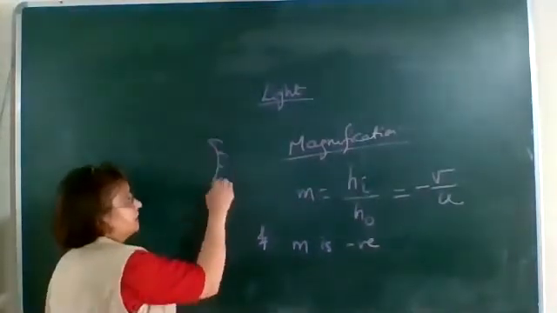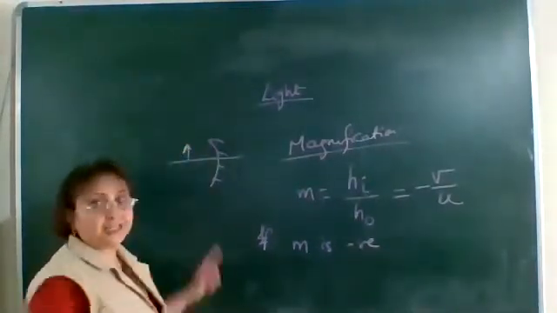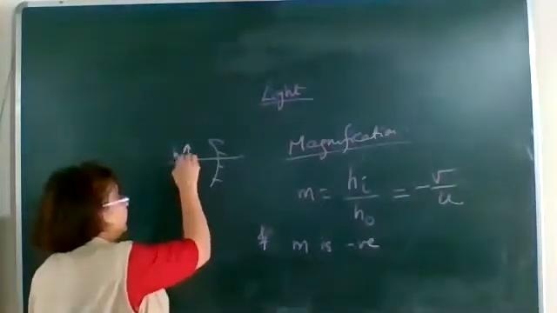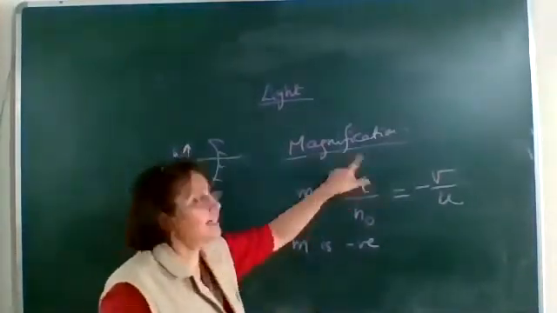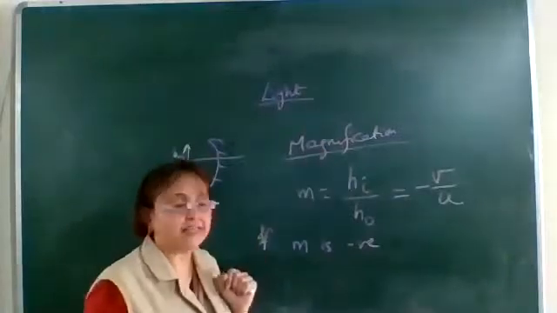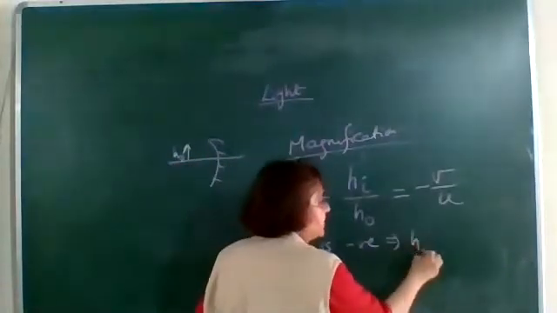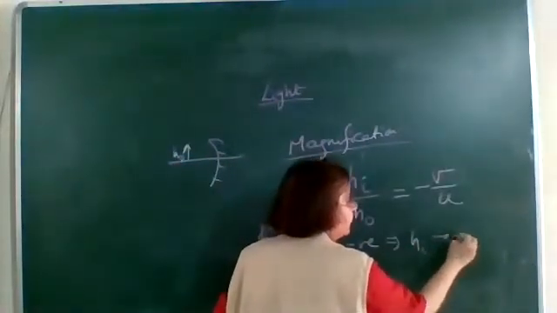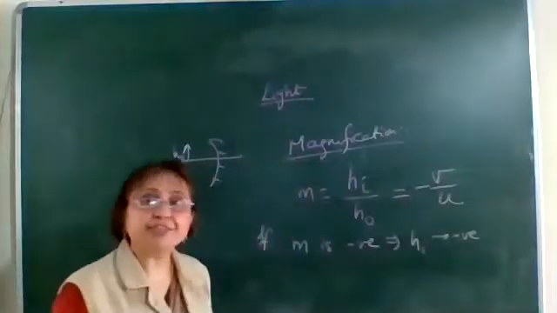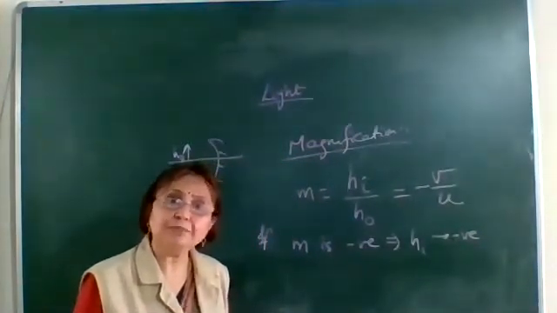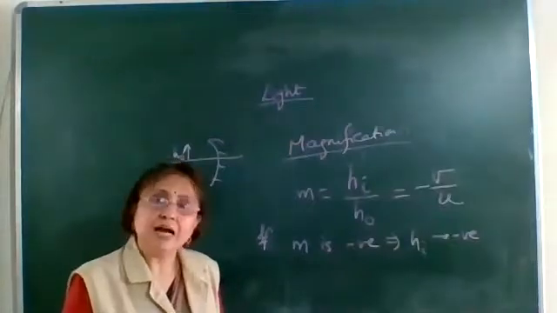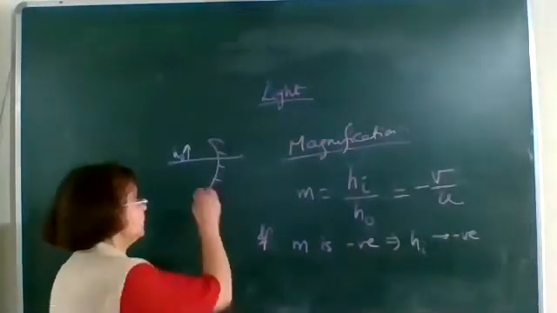The height of the object, as we are placing it above, is always positive. Now if magnification is negative, it means Hi is negative. The height of the image is negative. Height of the image negative means which type of image is formed? Inverted images are formed, and inverted images are mirror images.